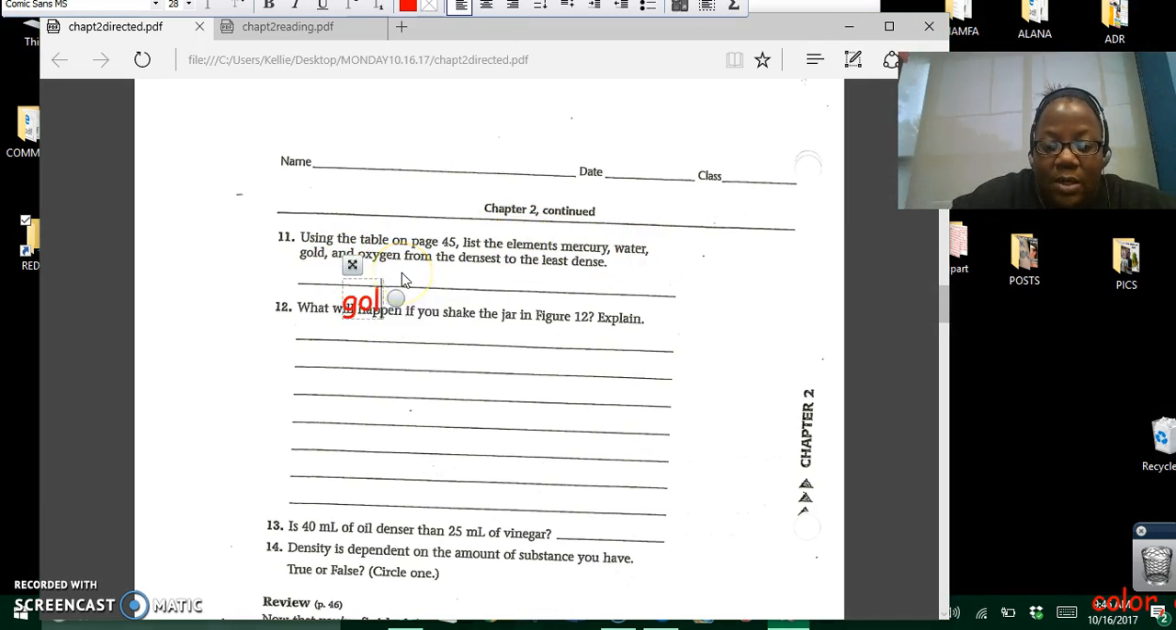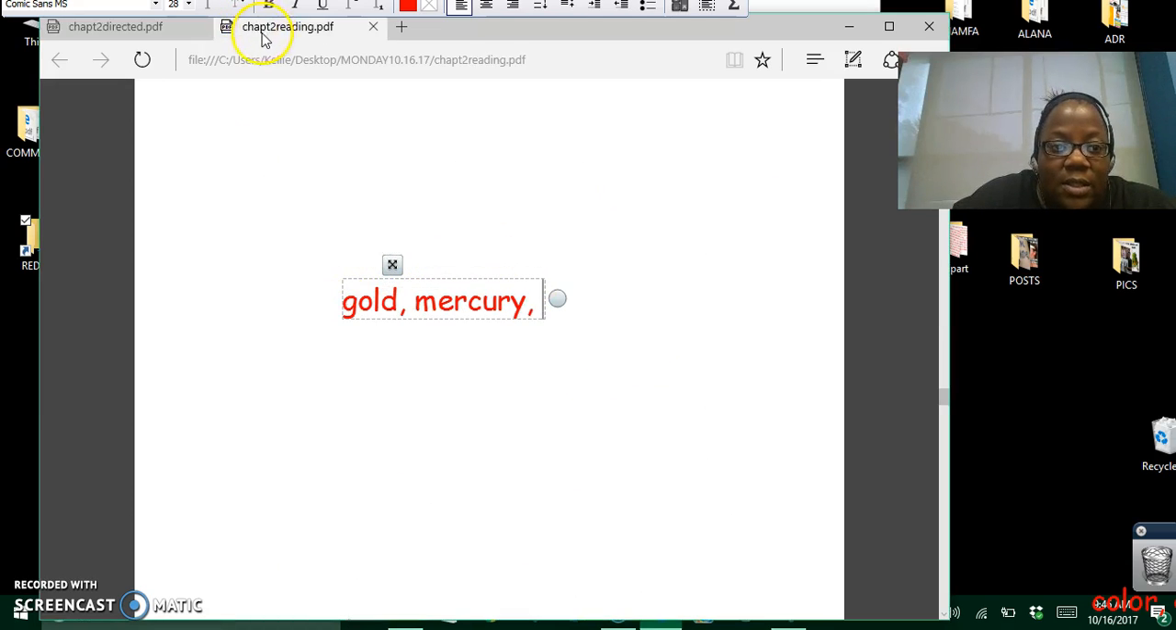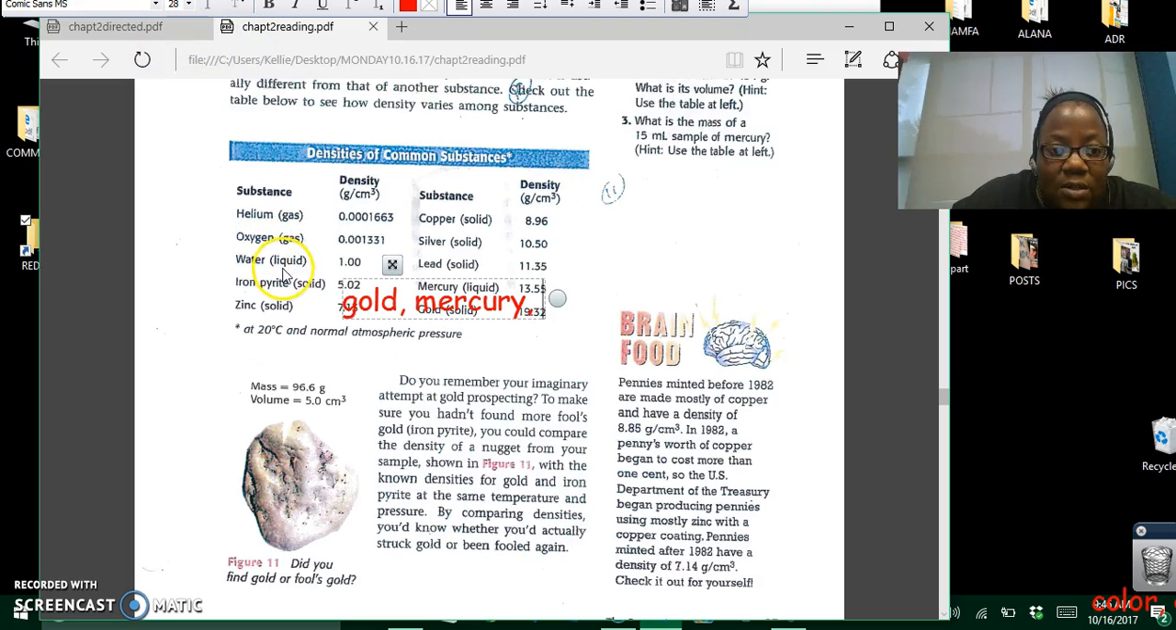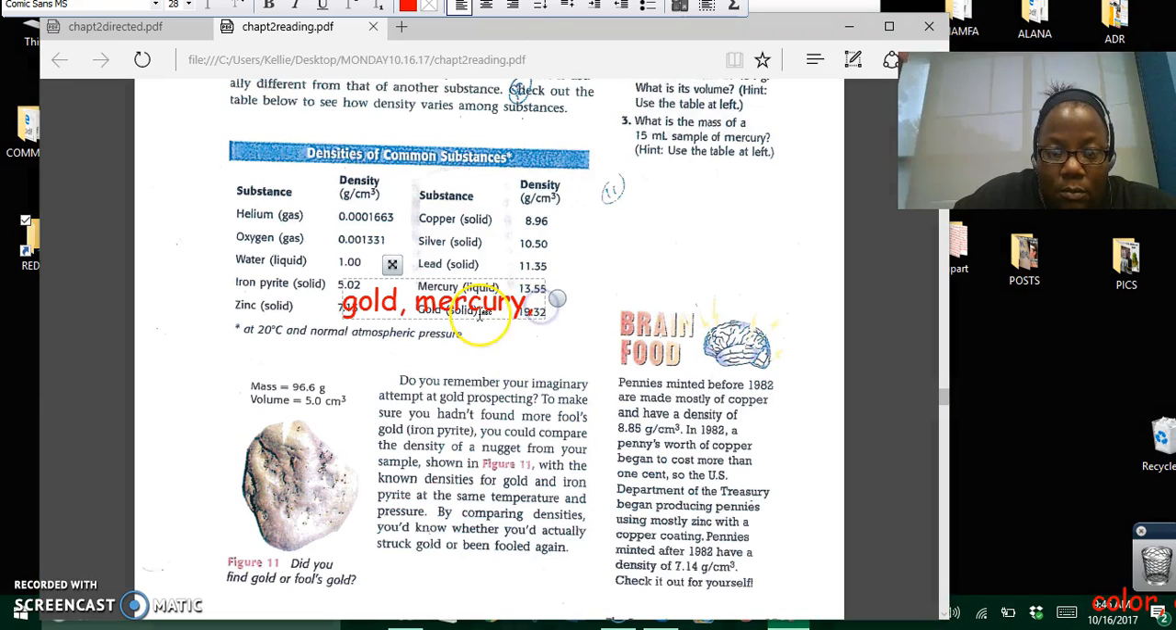So the order should be gold, right? And then is it going to be mercury or oxygen? I think it would be mercury. Mercury, oxygen, or water. What's next? Let's take a look. Oxygen, water, water, and then oxygen. So then it will be water, and then oxygen.